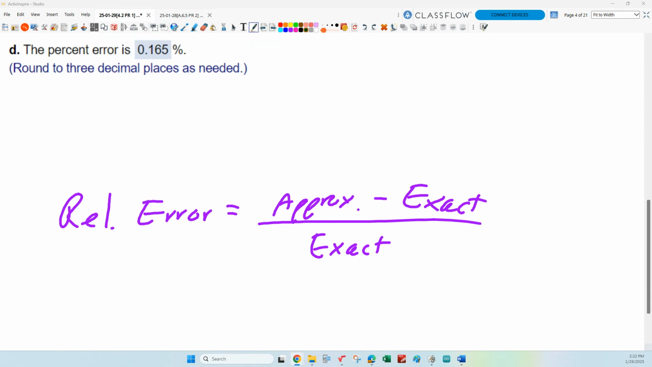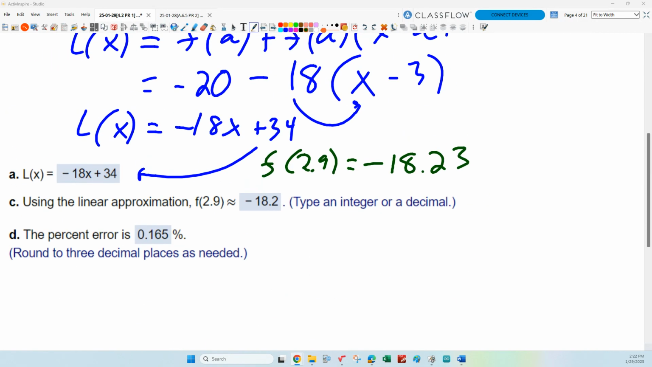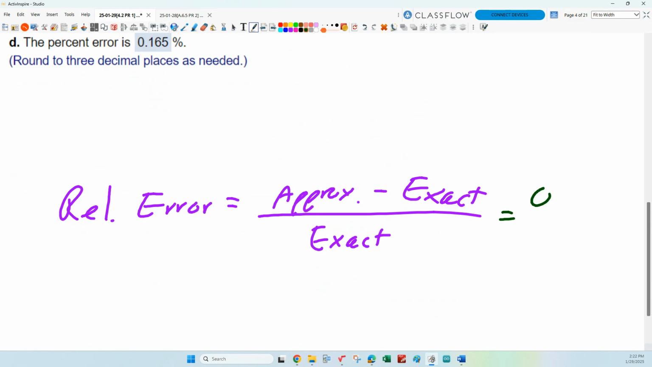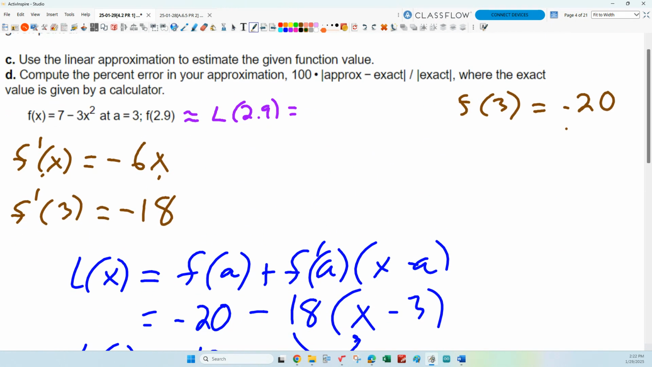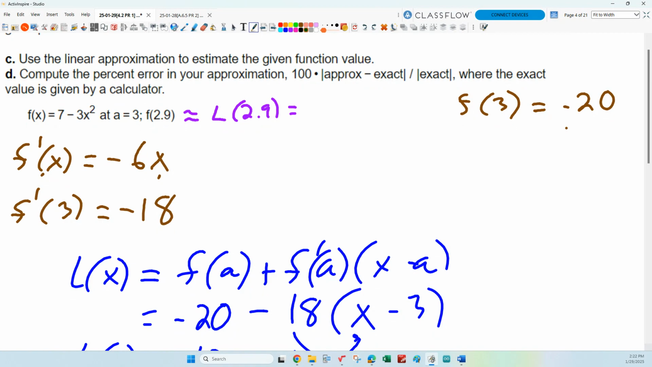So we would get approximate minus exact, negative 18.2 minus negative 18.23. Isn't that just positive 0.03? Agreed? Divided by the absolute value of exact. Do they have it that way too? Yeah, they do. Okay. They do absolute value here. I prefer not to because I want to know if we overshot or undershot. But I guess in the book, on the assignment, you're going to make everything positive. I kind of like knowing the sign though.